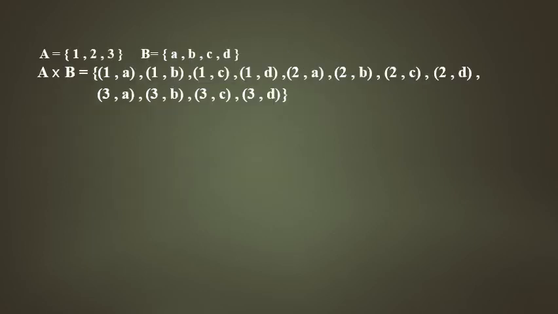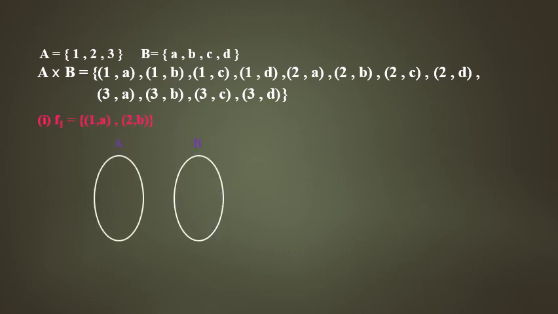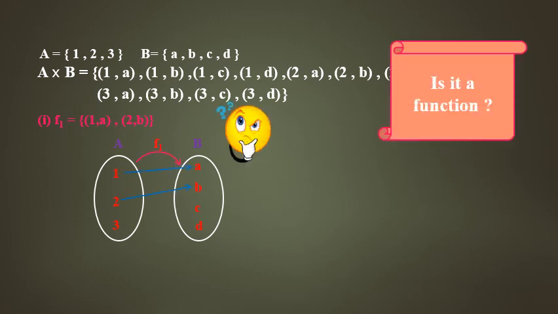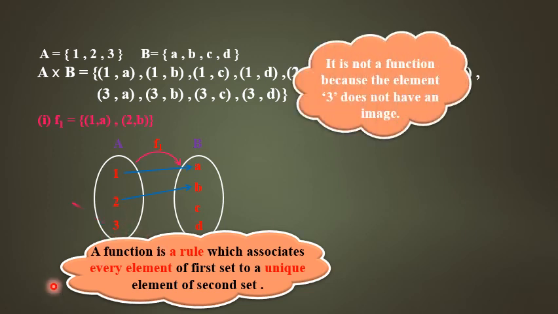Now I consider the arrow diagram for f1: 1 to a, 2 to b. Connect 1 with a, 2 with b. Is it a function? No. What does the function rule tell? Every element must be connected. Here, look at this, 3 is not connected. It is not a function because the element 3 does not have an image.